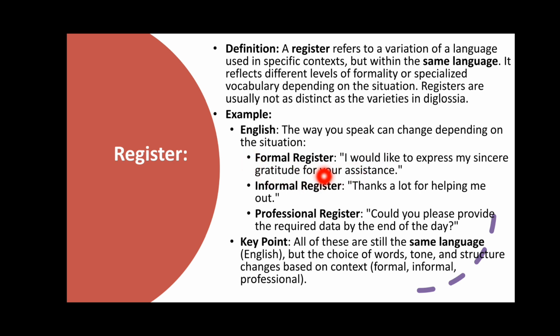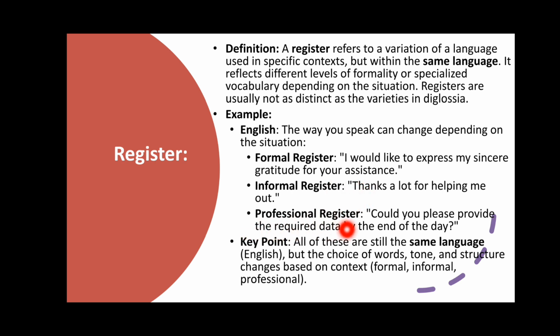Formal register. For example, I would like to express my sincere gratitude for your assistance. That will be formal because of the choice of words, the style of your writing, the tone. An informal register will be, thanks a lot for helping me out. So you tell your friend thanks a lot for helping me out, and you tell someone, might be your teacher, your boss, your manager, I would like to express my sincere gratitude for your assistance.